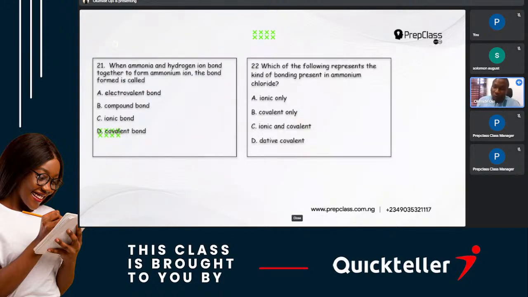So number 21. We are still in 2019. When ammonia and hydrogen ion bond together, they form an ammonium ion. That's NH3 + H+, they form NH4+.